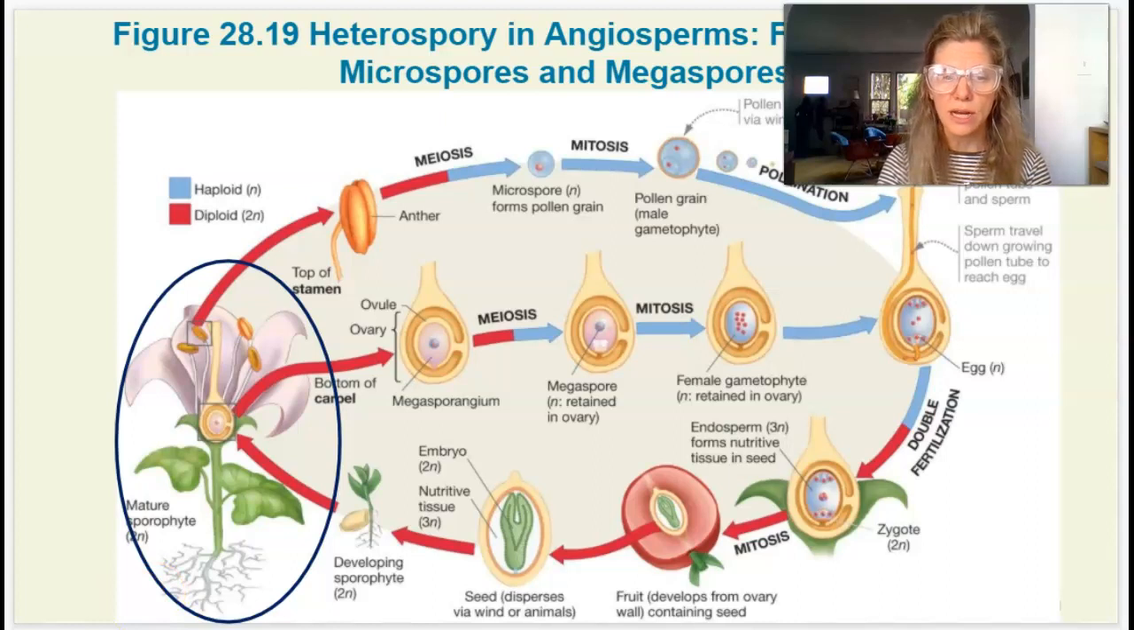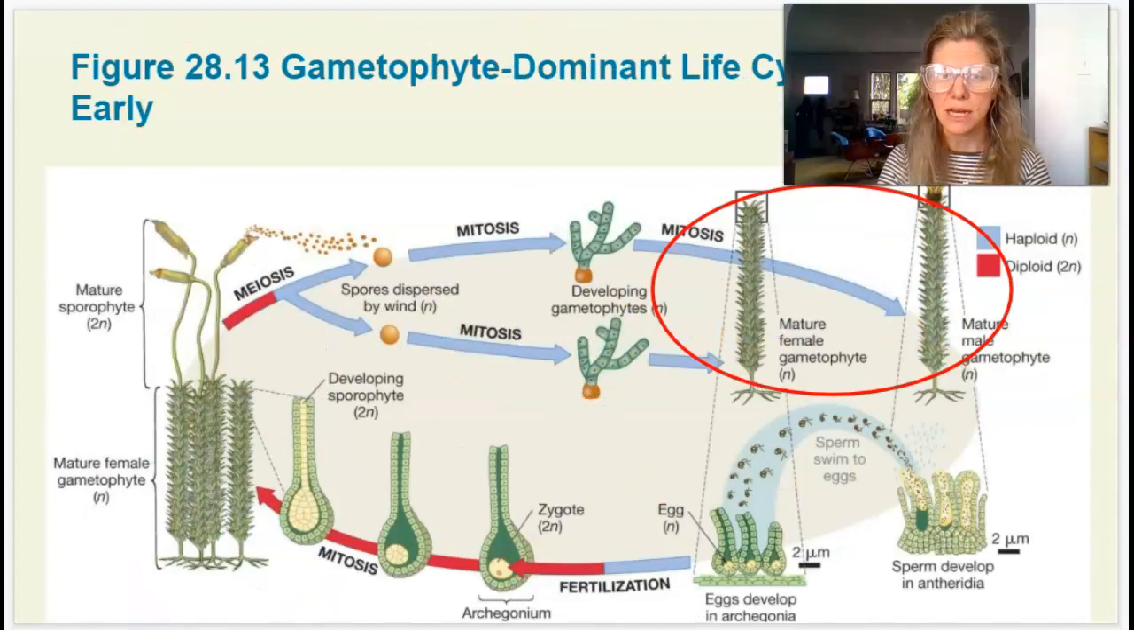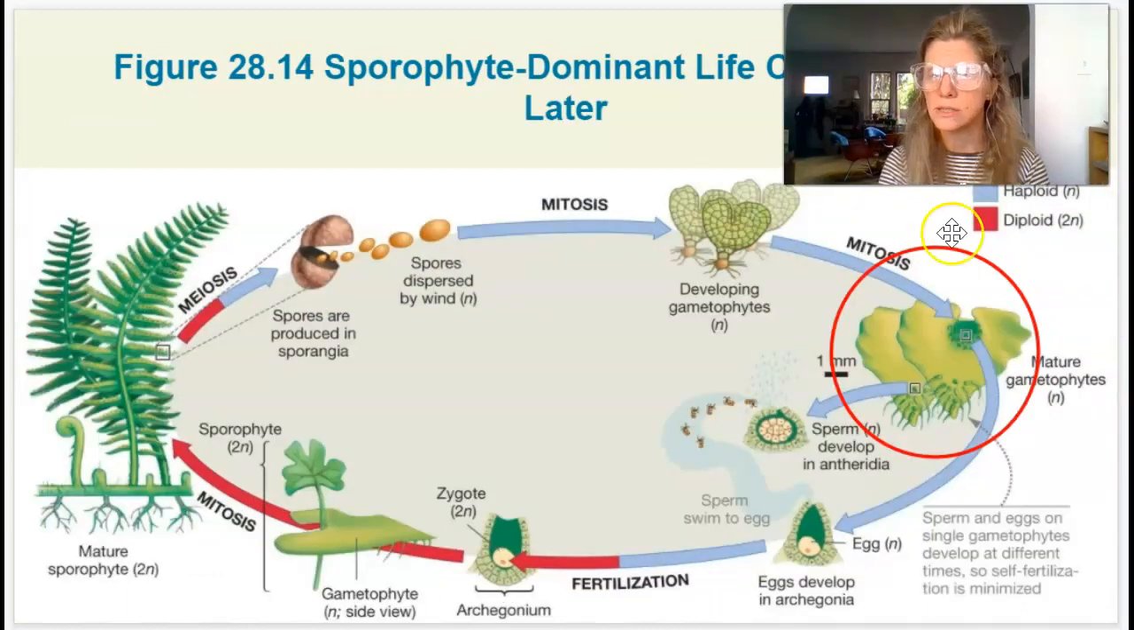If we go and look now back to the same thing, but now think about what the gametophyte looks like. Here you can see in a gametophyte-dominated life cycle, they're quite large. They're pretty much equal in size to our sporophyte. And here you can see this is what a moss gametophyte looks like. And if we look at it in ferns, once again, the gametophyte is here.